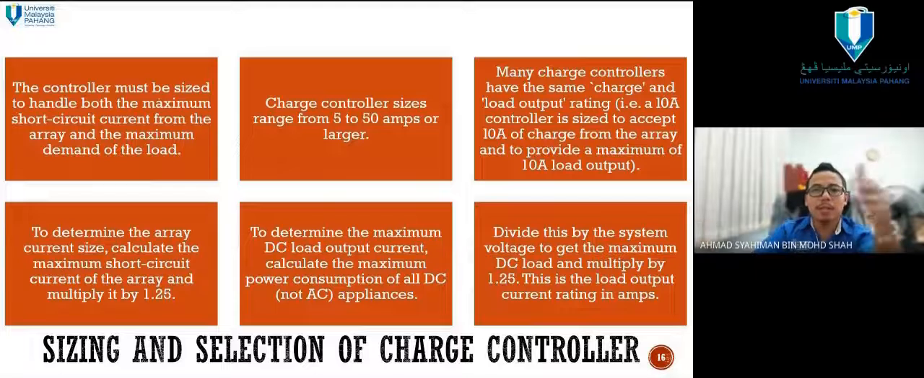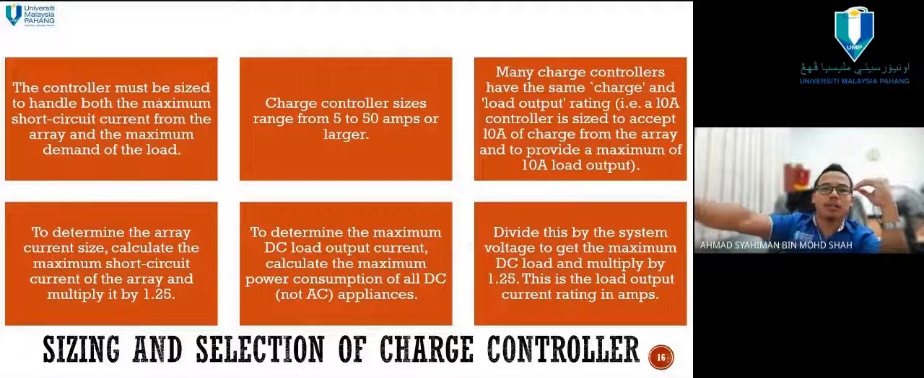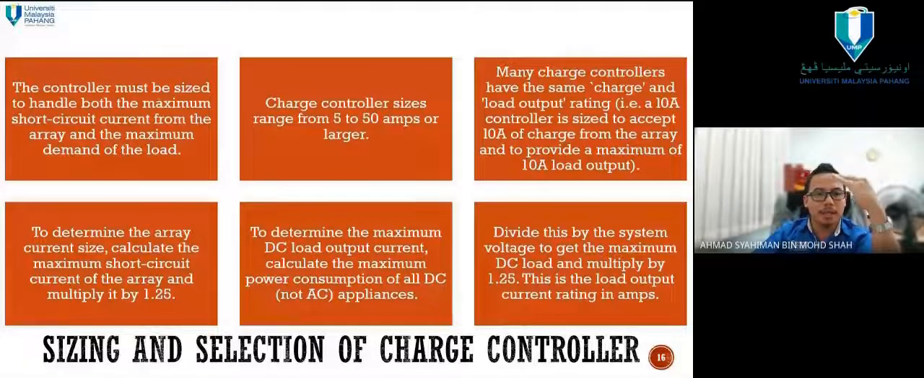Okay. So sizing memang boleh besar, 5 to 50, actually until 100 depends on the brand. Okay. Many charge controllers, if they say 10 amps charge controller, mean 10 in, 10 out. That's easy. 30 means 30 input current from the module and 30 output current to the load. Okay. To determine the array's current size, calculate the maximum short circuit current of the array and multiply it by 1.25. Tadi kita tengok short circuit current. Kita will be based on the short circuit current of the module, not the IMP of the current, but it depends on the short circuit current of the module.